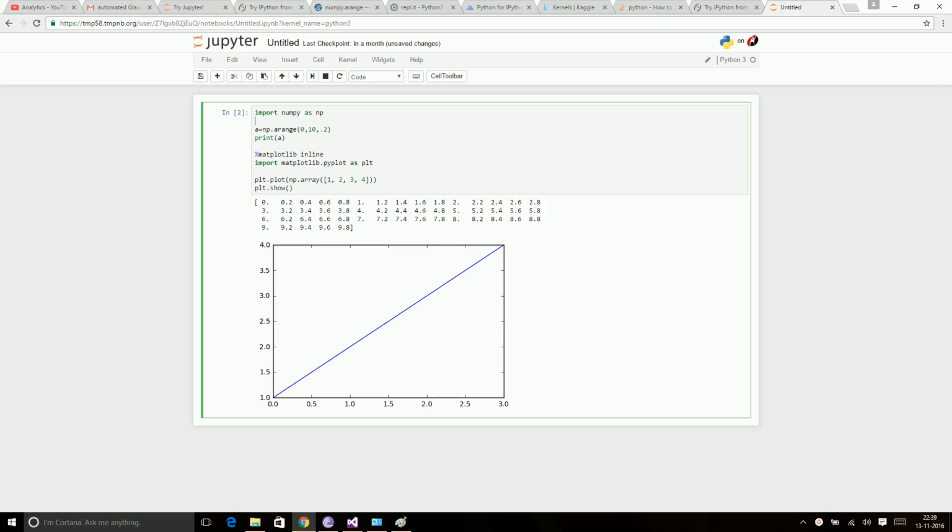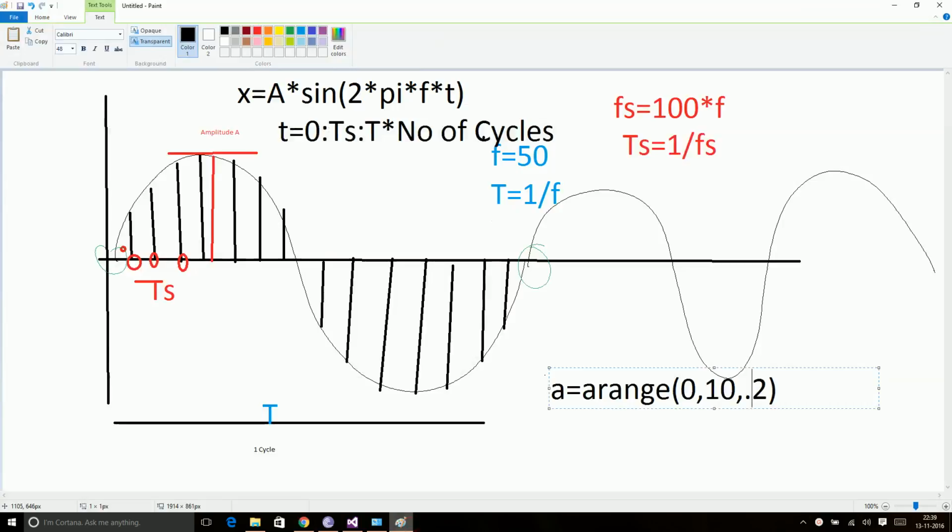We had already worked with the range command, and we have seen that a is equal to range 0, 10, 2 will produce numbers between 0 to 10 in the steps of 2. However, range doesn't produce real numbers or float numbers. Now, as for our discussion over here, obviously the value of t and the value of capital T are all going to be float numbers, right?